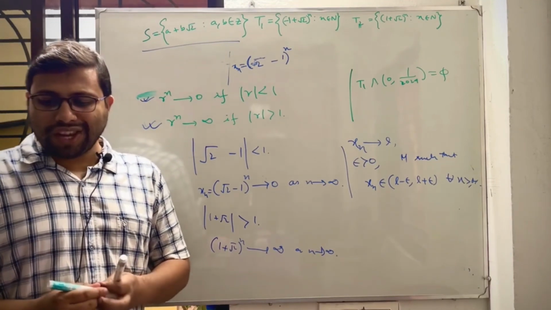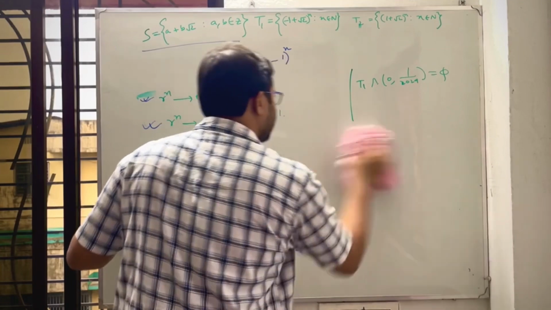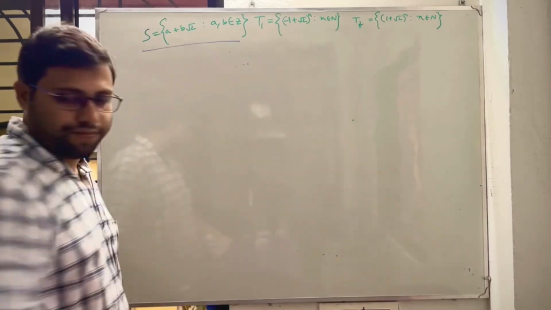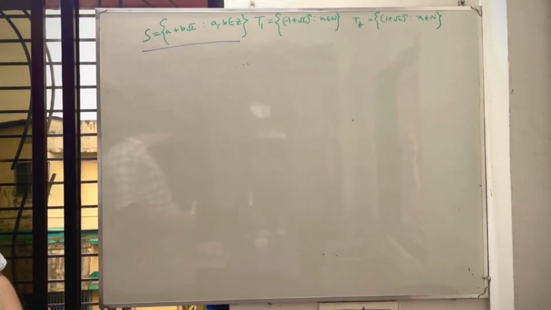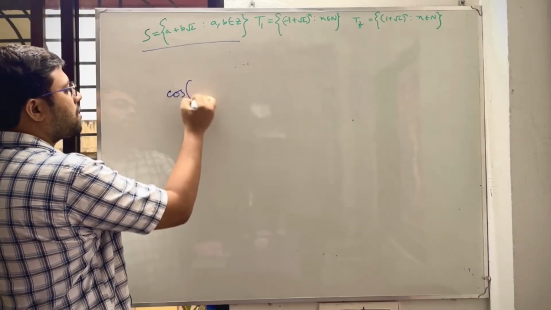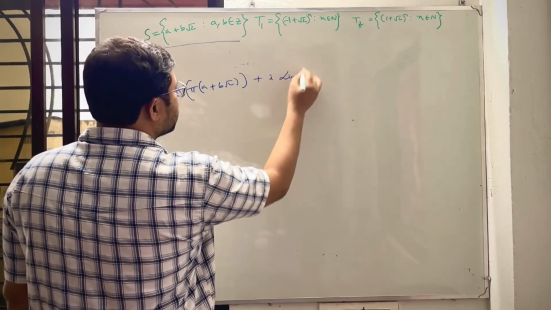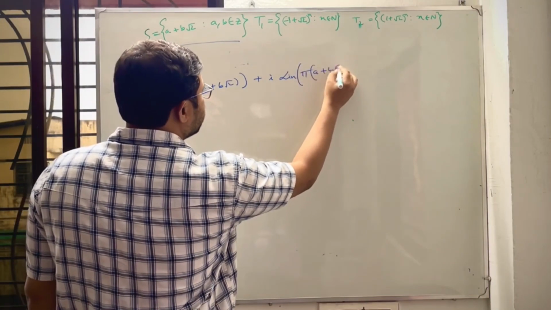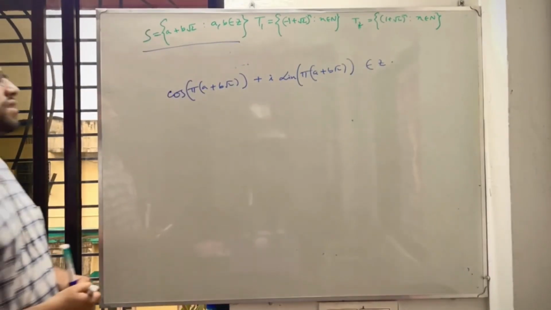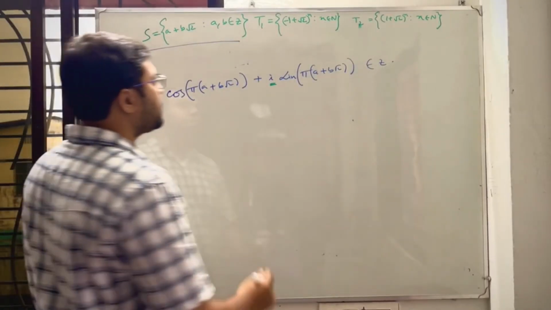Now we will check option D. Option D says: for any a, b in Z, cos(pi(a plus b root 2)) plus i sin(pi(a plus b root 2)) belongs to Z if and only if b is equal to 0. Now students, look at this thing.